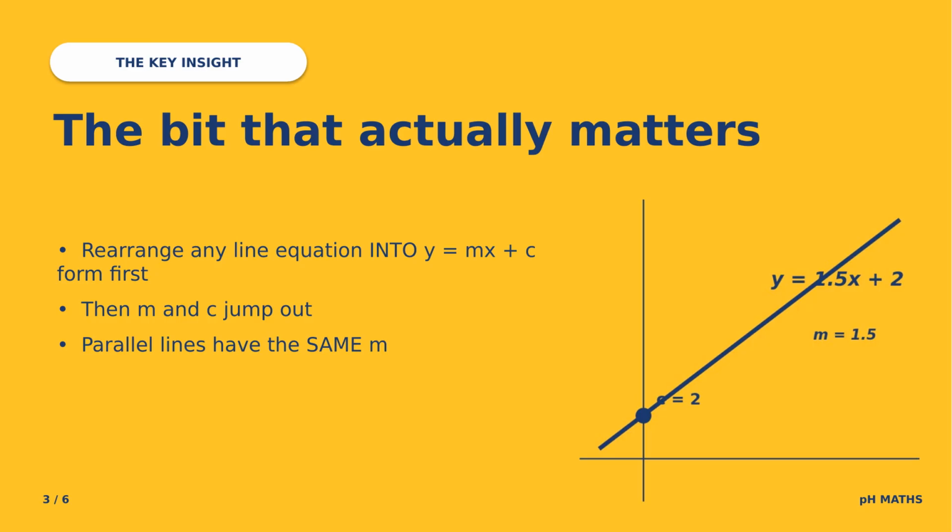Key insight: rearrange any line equation into the y equals mx plus c form first. Then the m and c just jump out at you. So if you're given 2y minus 6x equals 4, divide by 2 and rearrange. y equals 3x plus 2. Gradient 3, intercept 2. And remember, parallel lines have the same gradient, just different intercepts.